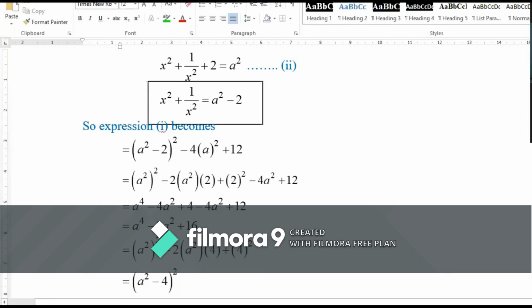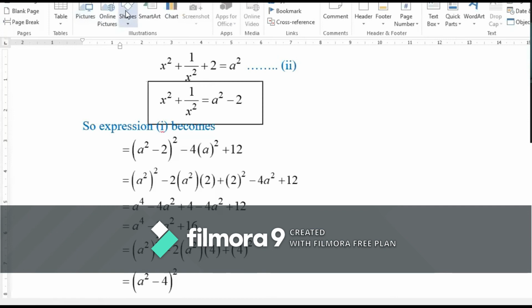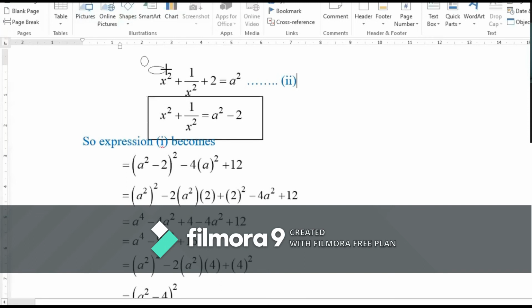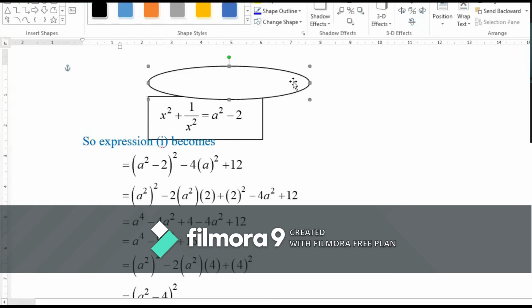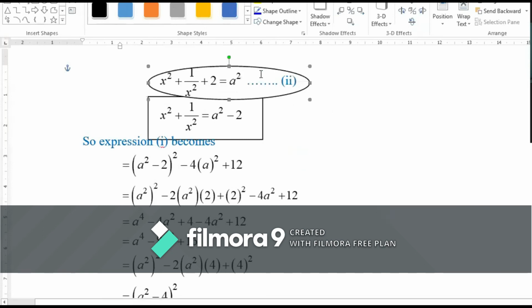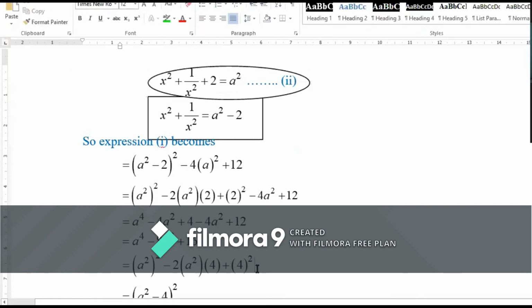So once a perfect square is generated, keep it in your mind that we should not forget this one, which I'm just going to highlight, this one which is in equation number 2. What is in equation number 2? This is the value of a square. So this value of a square will be utilized and substituted at this part right here.